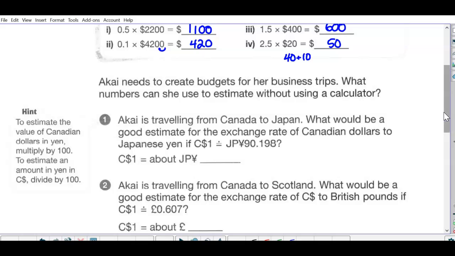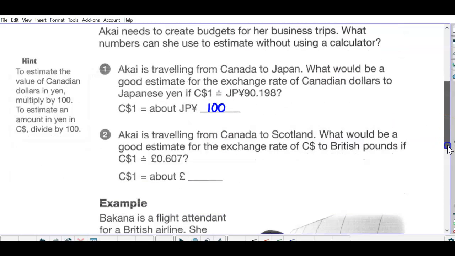So Akai needs to create budgets for her business trips. What numbers can she use to estimate without using a calculator? So Akai is traveling from Canada to Japan. What would be a good estimate for the exchange rate of Canadian dollars to Japanese yen? So 1 Canadian to 90.198. Remember, this is what we're using. It's different each day. I'm not sure what the exchange rate is for today. In any case, that's pretty close to 100. And 100 is easy to multiply by.